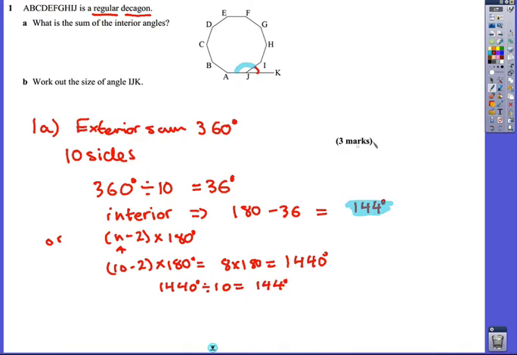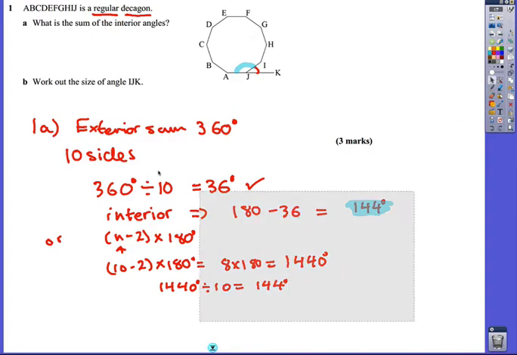There are so many ways you can do this. I prefer working out the exterior angle, which is really easy. It's always 360 divided by 10, which gives you 36. And then for the interior, 180 degrees because it's a straight line, 180 take away 36 gives you 144.